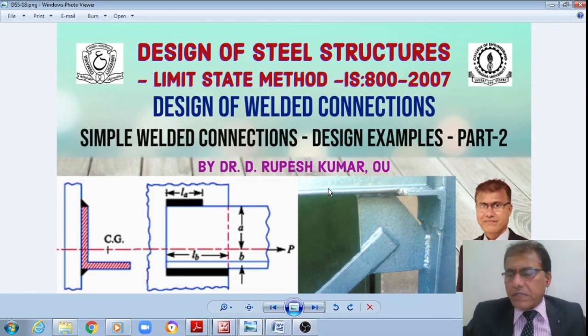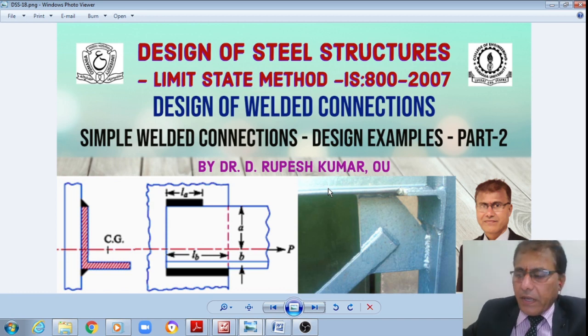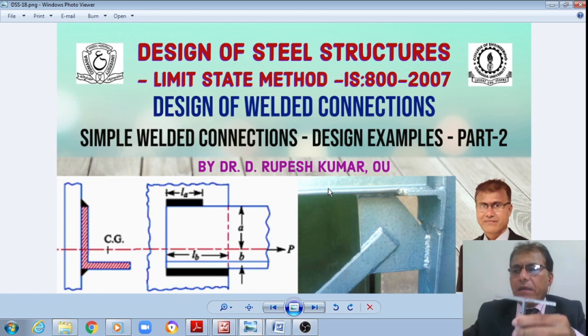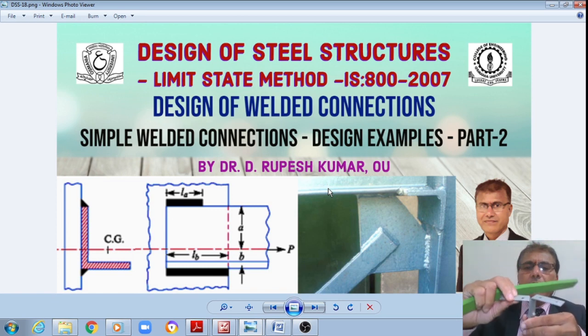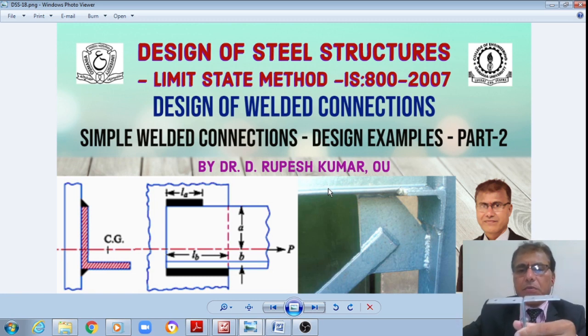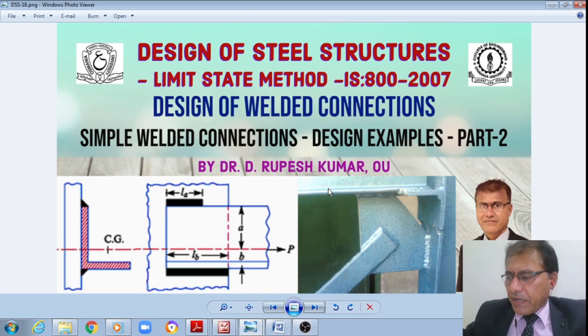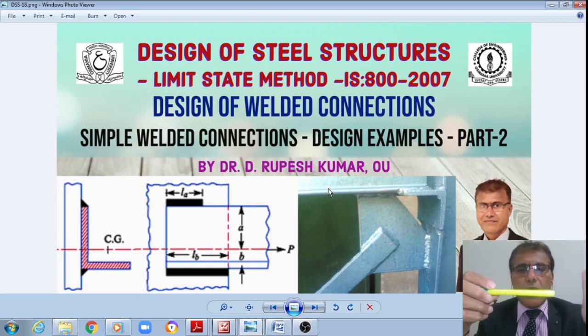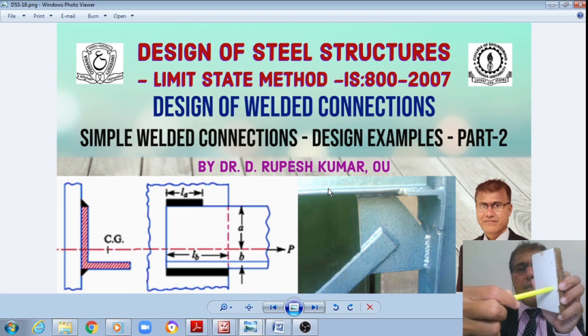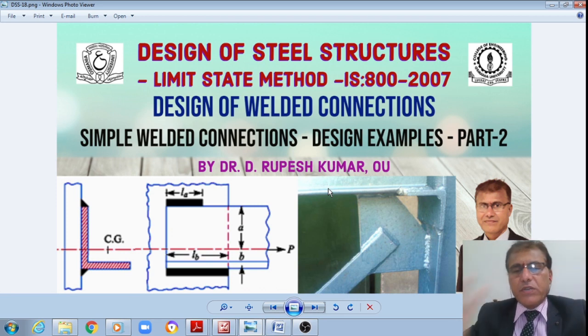The third problem is the design of a welded plate girder, the connection between the flange and the web, as well as that of the flange and cover plate. And the fourth problem is the design of a hollow circular tube connected to a gusset plate, which is subjected to combined bending, torsion, and shear. These four problems we will see in this class, students.